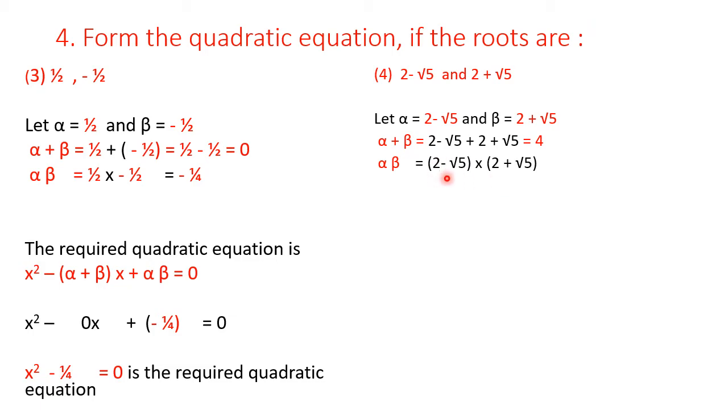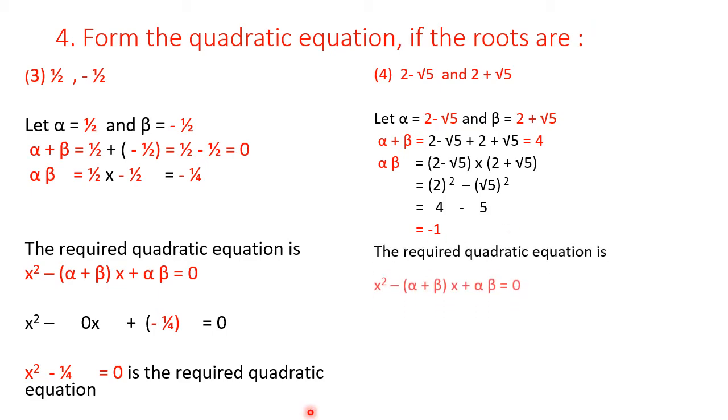This is a minus b, a plus b. Remember, in identities we have studied a minus b, a plus b is equal to a square minus b square, right? So a is 2, whereas b is root 5. So a square means 2 square minus b square. B is nothing but root 5, so b square. So 2 square is 4, root 5 square will be 5, which will be equal to minus 1. So we got the value of alpha into beta as minus 1.